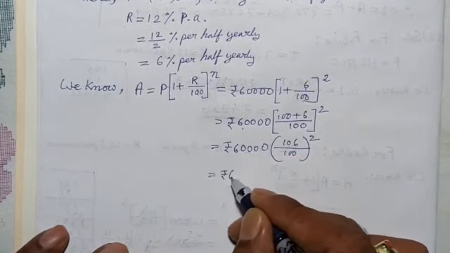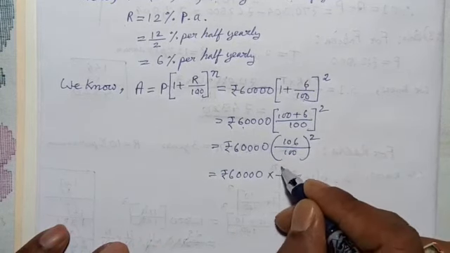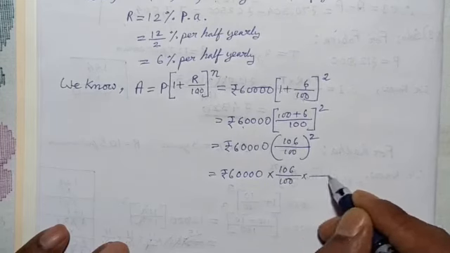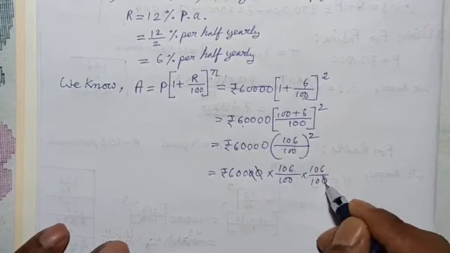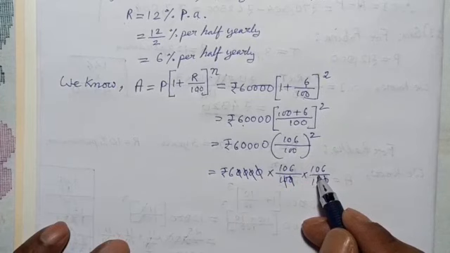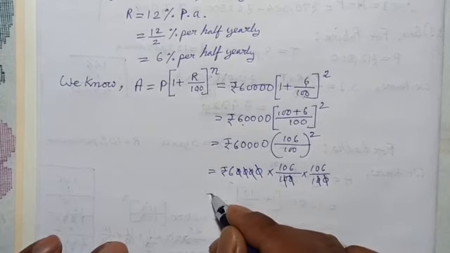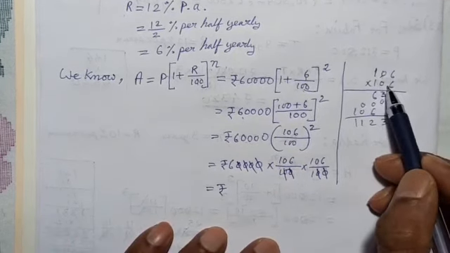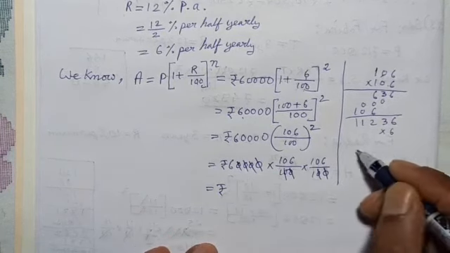Rupees 60,000 into, since here the power is 2, we have to multiply 2 times, 106 by 100 into 106 by 100. These 2 zeros and these 2 zeros are cancelled, and these 2 zeros and these 2 zeros are cancelled. Then let us multiply 106 into 106 into rupees 6, then we will get rupees. If we multiply 106 into 106, we are getting this. Then we have to multiply by 6 into 6.